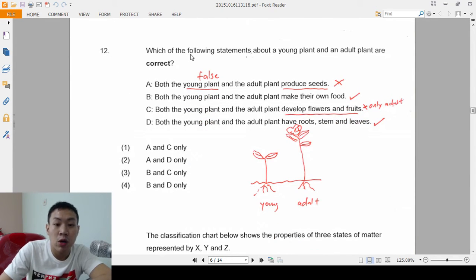Question 12. Which of the following statements about young plants and adult plants are correct? A. Both the young plants and adult plant produce seeds. That's not true. Young plants do not produce seed. B. Both the young plant and the adult plant make their own food. That's true. A young plant, as long as it produces true leaves, is able to make food as well. C. Both the young plants and the adult plant develop flowers and fruits. That's not true. It's only the adult that actually produces fruit and flowers. D. Both the young plant and the adult plant have roots, stem, and leaves. That is correct. So B and D are the correct options. Alright?